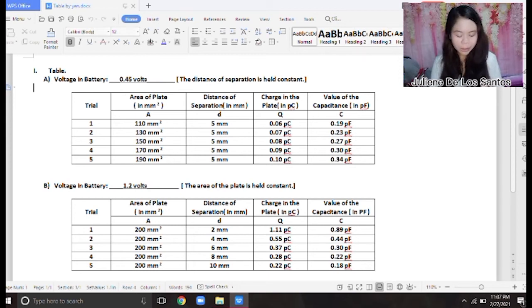While in table B, with a 1.2 voltage battery and the area of plate being held constant, the results show the distance of separation is increasing, but the charge in the plate and the value of the capacitance are decreasing throughout the 5 trials.